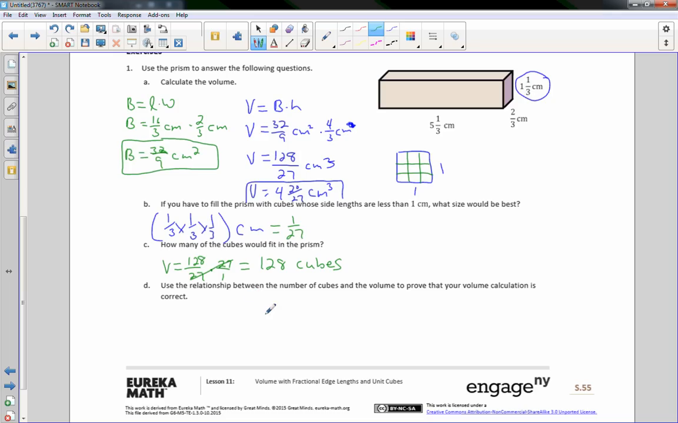So what I could do there to figure this out is take the 128 cubes and multiply that by 1/27th, one tiny little cube within those 27 cubes in the 1 centimeter cubed. And I get 128 over 27 centimeters cubed, which equals 4 and 20/27 centimeters cubed, which is what I got for my volume here.